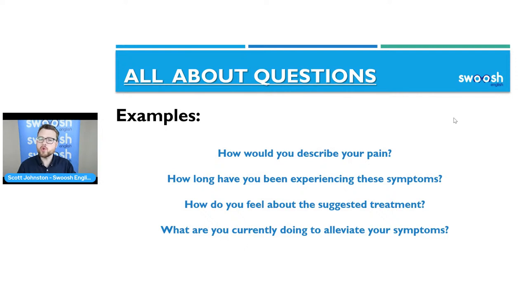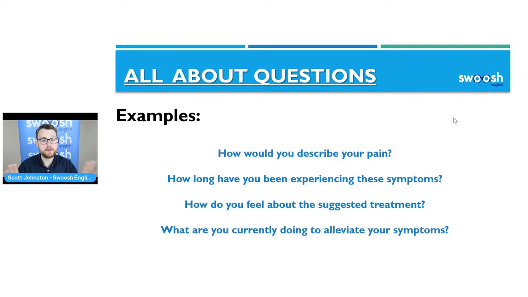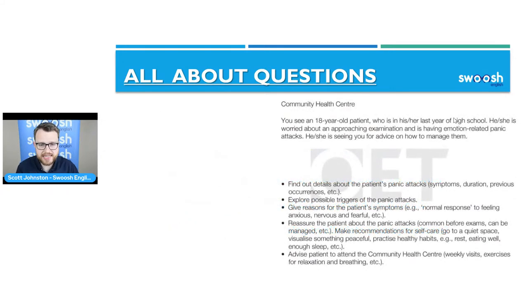What are you currently doing to alleviate your symptoms as well? The patient can speak about what they're doing to make the symptoms better and feel better about the process as well. Okay, so there's a few examples of a few different open questions. Note the question stem words, how and what, and note what we're trying to do with these kind of questions as well. You need to be very, very familiar and happy with asking a variety of different open questions in the OET exam. So let's analyze a role play card here very, very quickly.